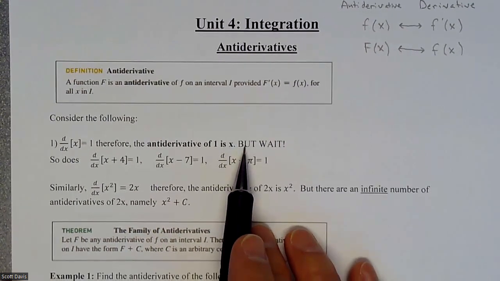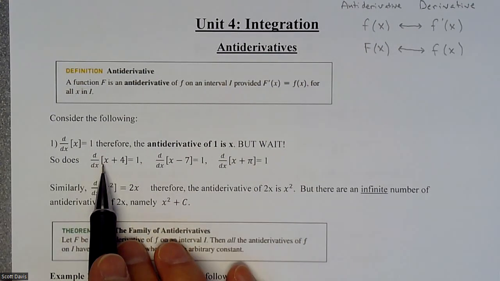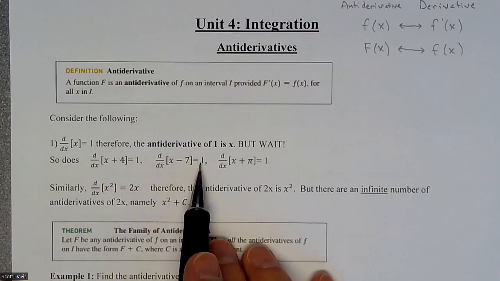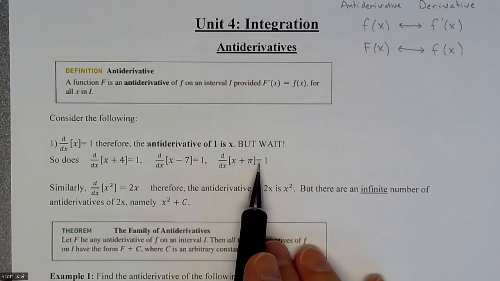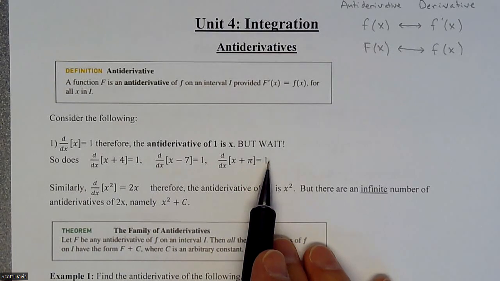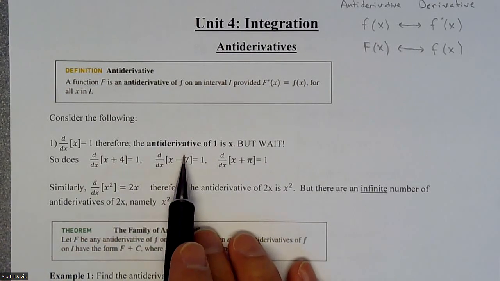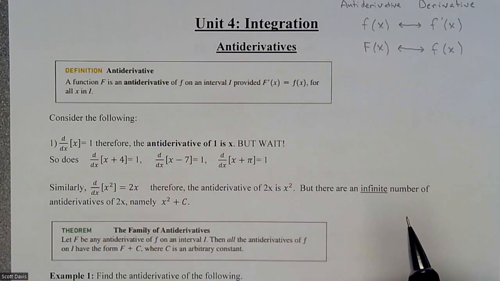Kind of. Awful close to that. Because the problem with that idea is that if you do the derivative of x plus 4, you get 1. Derivative of x minus 7, you get 1. Derivative of x plus pi, you get 1. So it's a little bit bigger than that. You have to add this idea that you might have some sort of a constant floating at the end of it.